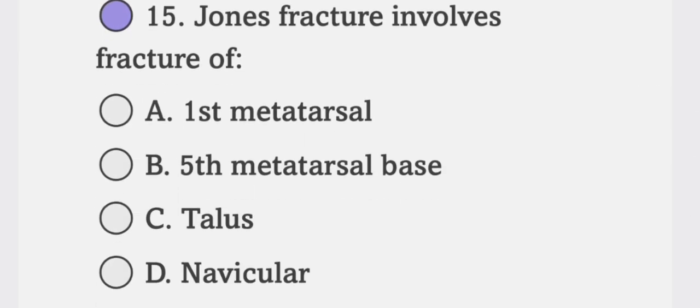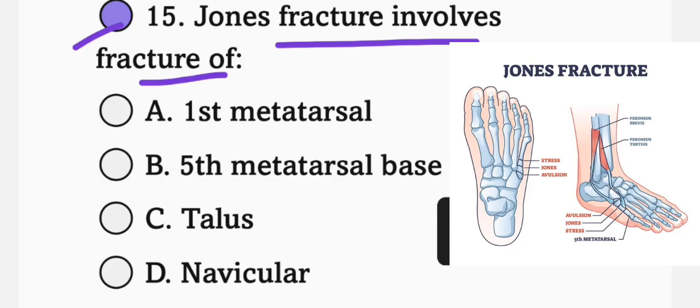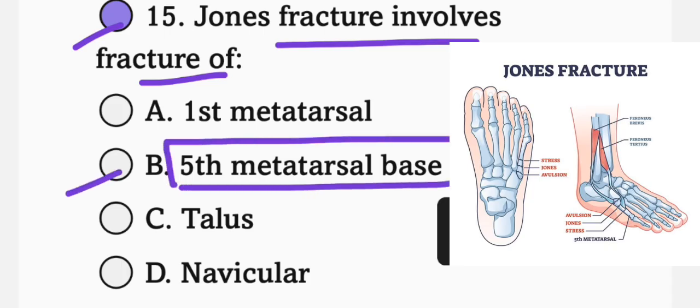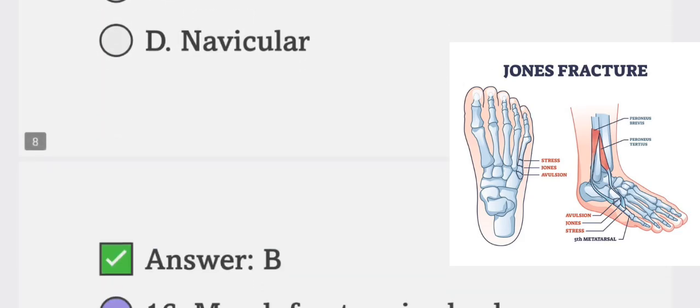Now come to the 15th question. Jones fracture involves fracture of... So Jones fracture is a very high-yield sports injury. Jones fracture is at the base of the fifth metatarsal, at the metaphyseal-diaphyseal junction. Okay, so B option given is the correct option, fifth metatarsal bone. Actually, Jones fracture is seen at the fifth metatarsal, and stress fractures are also seen here. Okay, so an important point is that Jones fracture heals slowly because of the risk of non-union. Okay, so B option given is the correct option.